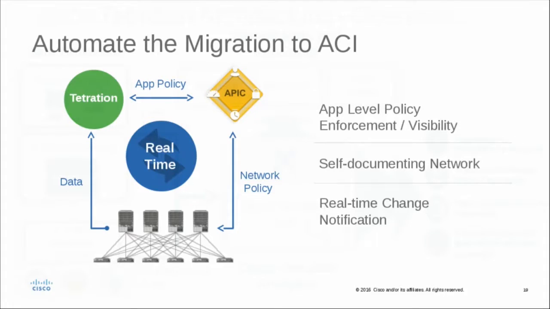Now, Tetration works in any network environment. But when we use it with ACI, we can gather policy information that we can feed in to build our application profiles for our ACI solution. And this can be a really powerful approach in how we do our deployments.